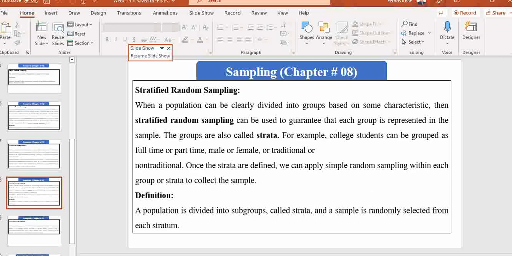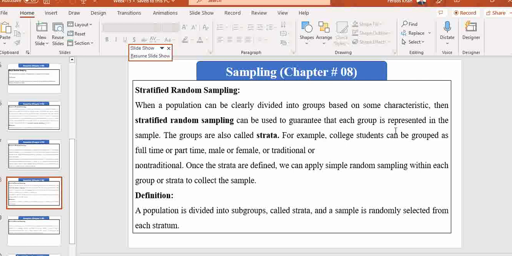And now the last one, stratified random sampling. Simple random sampling is normally used when the population units are homogeneous, and similarly systematic random sampling. But when the population units are heterogeneous, then we need to use stratified random sampling. We need to first make homogeneous groups from the elements of the population, and then draw a sample from each stratum. When the population can be clearly divided into groups based on some characteristic, stratified random sampling can be used to guarantee each group is represented in the sample.